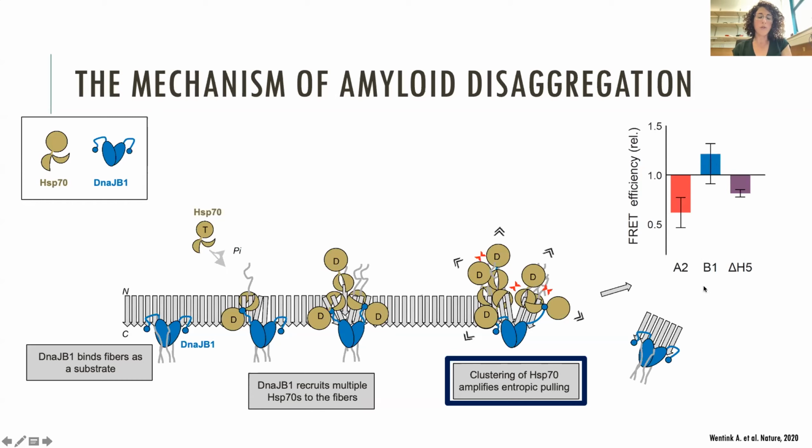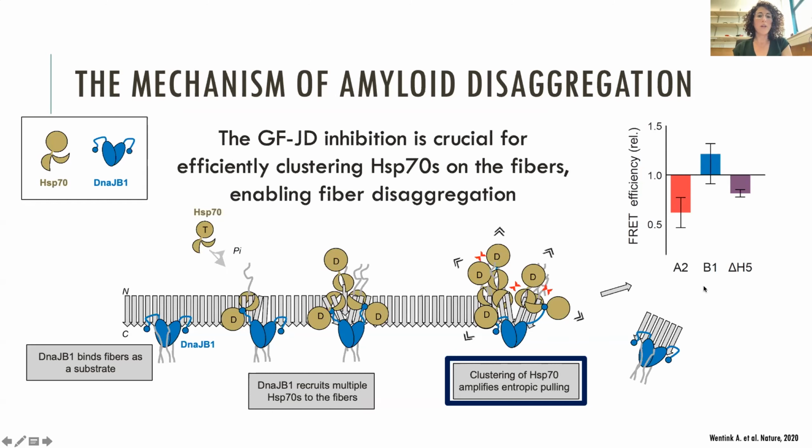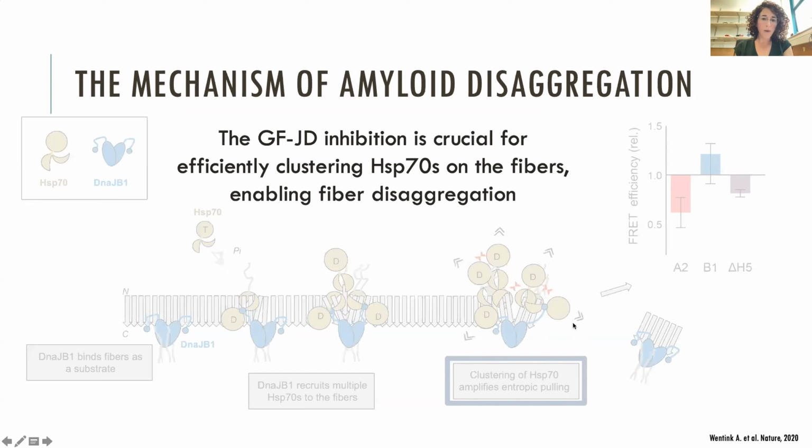So it's not only the two sites that are important for the fiber disaggregation, but it's also the intramolecular inhibition that is crucial for clustering HSP70 onto the fibers, which enables the fiber disaggregation. And now that we know how class B specifically aids HSP70 in fiber disaggregation, we can go on to investigate what goes wrong in disease and how different mutations which alter the inhibition can affect it.